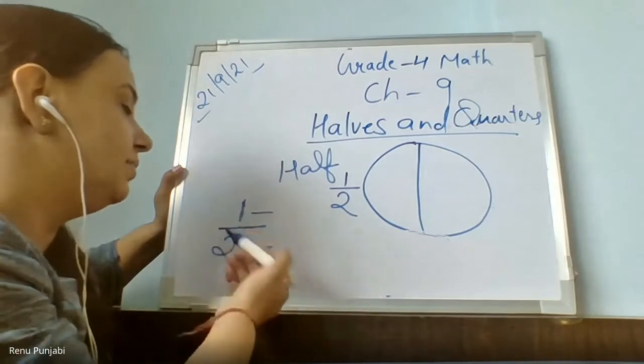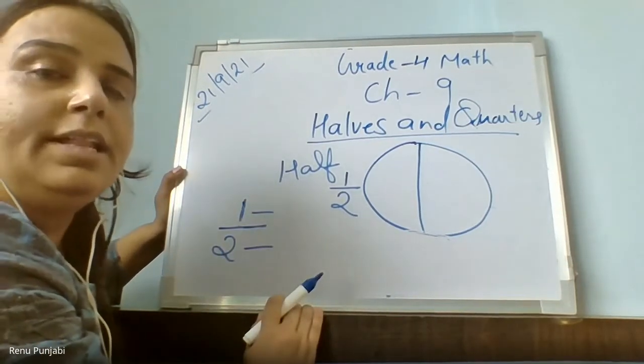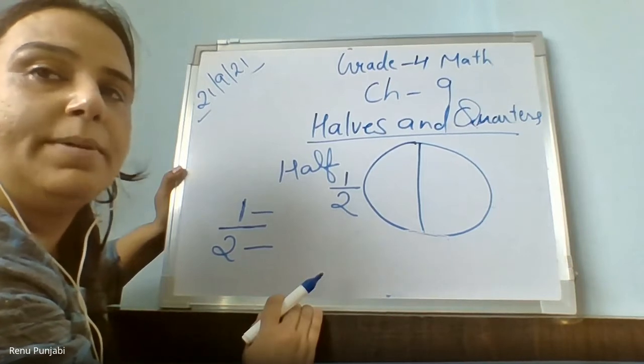Ma'am, the 1 is up and the 2 is down. Okay, you know that answer. But do you know the names of these? No, ma'am.